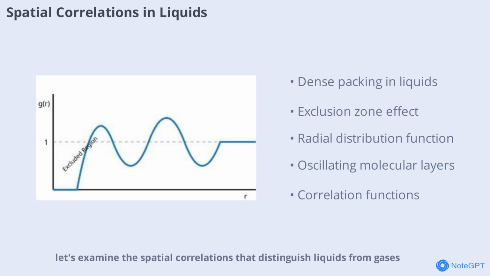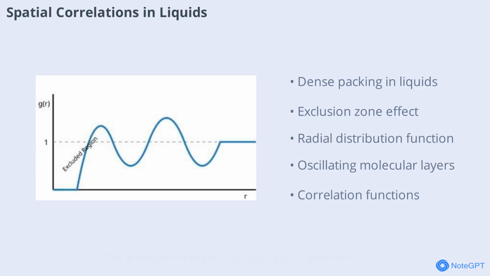two states. Moving deeper, let's examine the spatial correlations that distinguish liquids from gases. While both share certain symmetries, liquids are much denser and less compressible. The arrangement of particles in a liquid is governed by a balance between repulsive and attractive interatomic forces. When a particle occupies a position, no other particle can be found within a certain exclusion zone, thanks to repulsive interaction. Attractive forces are largely satisfied due to high density, resulting in strong local packing.